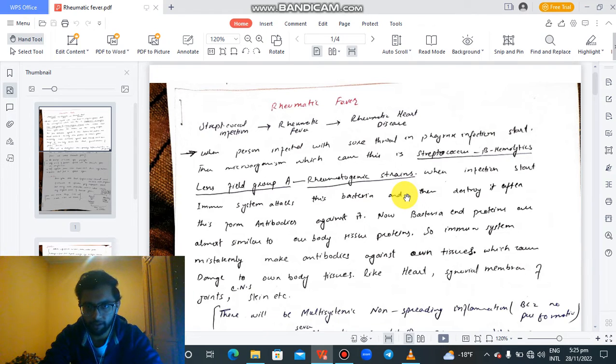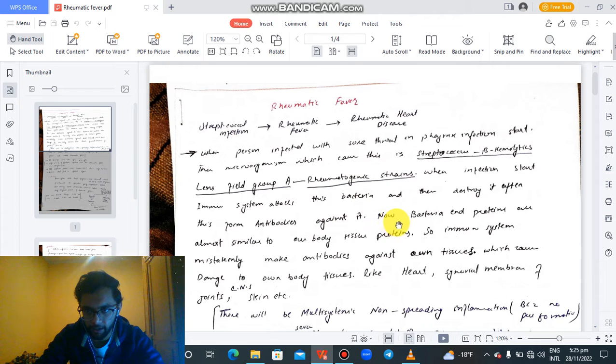So first, when a person is infected with a sore throat, a pharynx infection starts. The microorganism which causes this is streptococcus beta hemolytic Lancefield group A, which has rheumatogenic strains. When the infection starts, the immune system attacks this bacteria and destroys it. After it, the body forms antibodies against it.